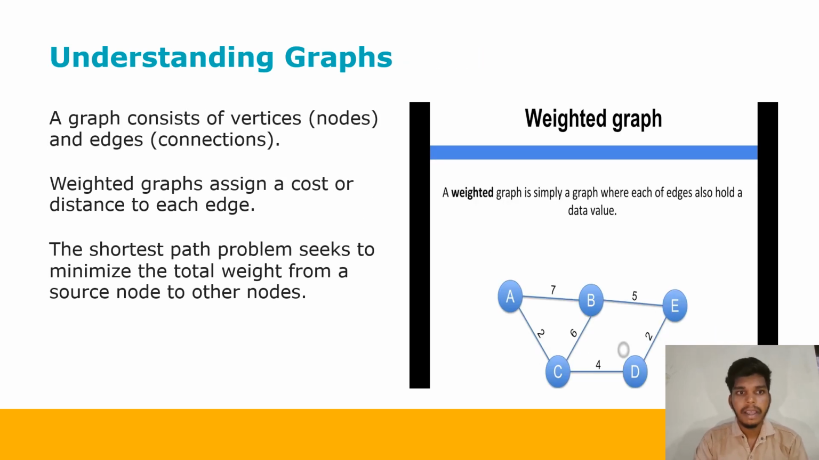Understanding graphs. A graph consists of vertices and edges. Weighted graphs assign a cost or distance to each edge. The shortest path problem seeks to minimize the total weight from a source node to other nodes. We can see the picture of a weighted graph.